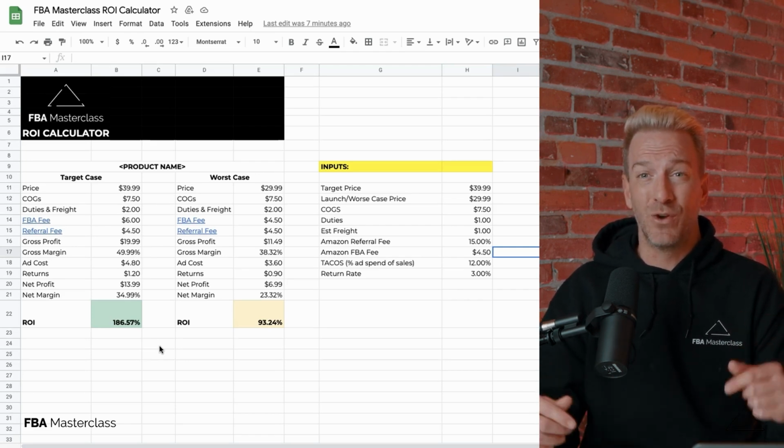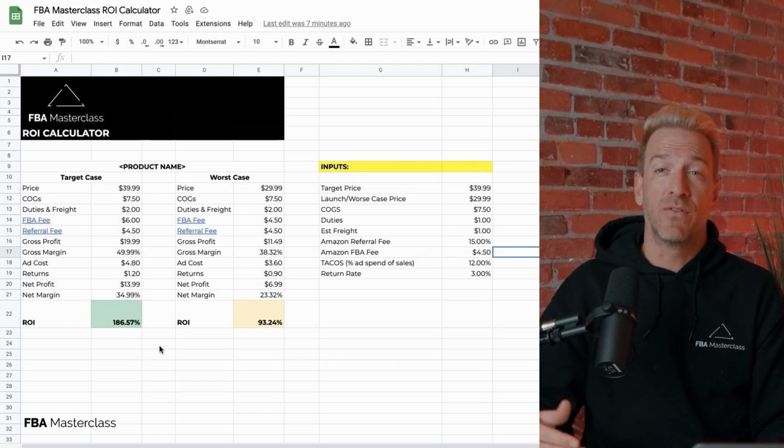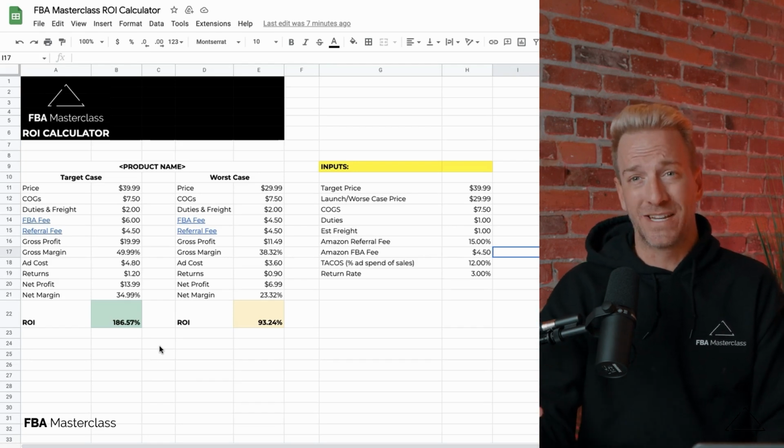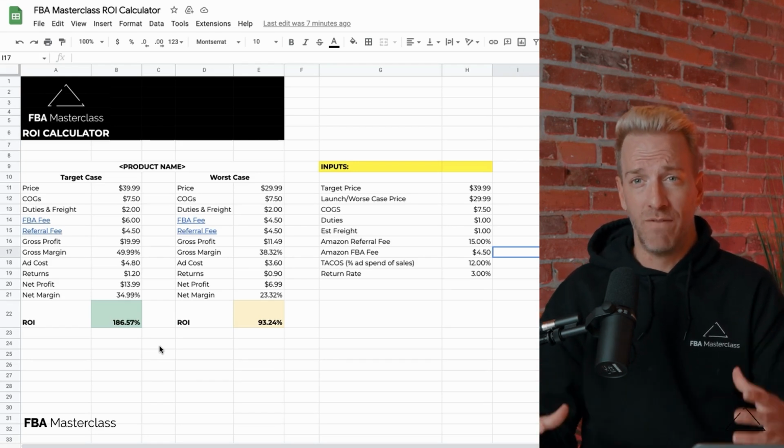We're also going to drop a video next that's going to show you a simplified version within Helium-10's Chrome extension that you can also use to evaluate ROI.